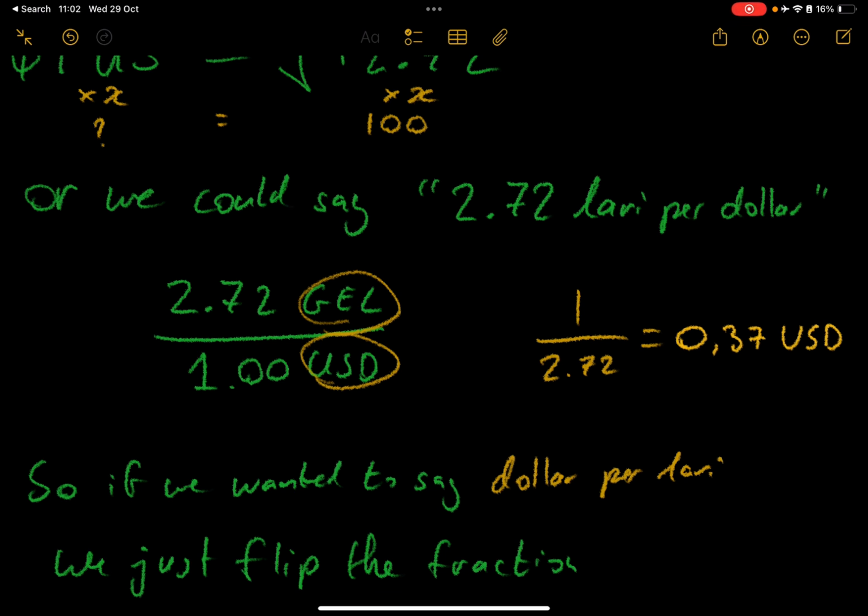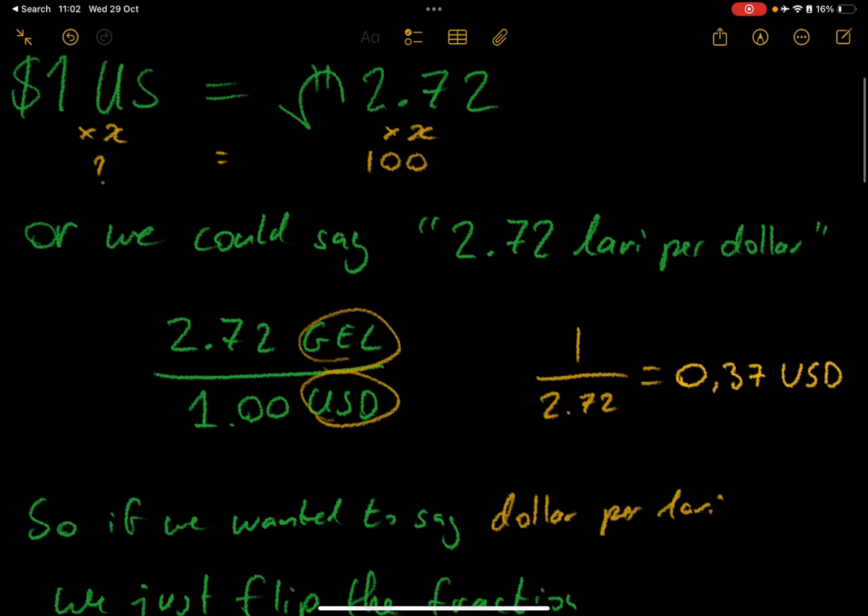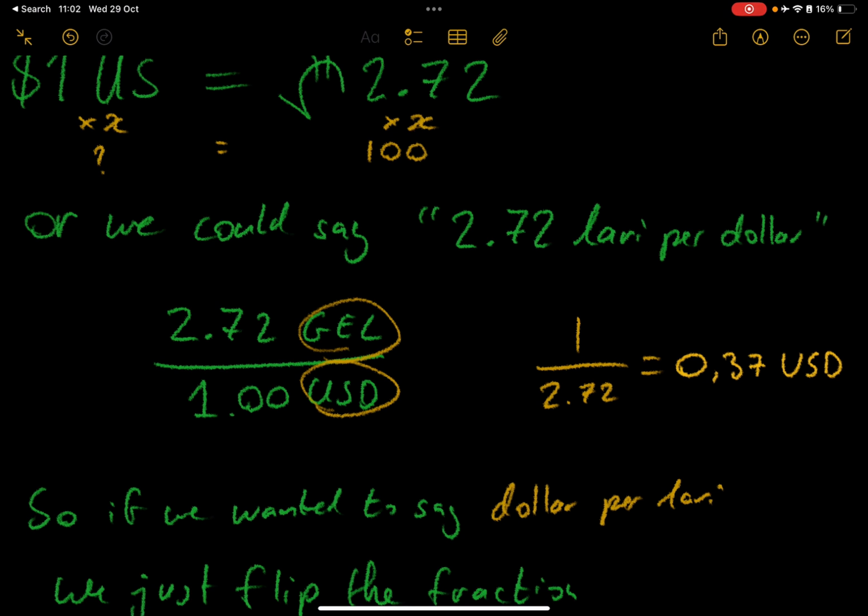Just for your information, these kinds of questions more often turn up in the calculator paper. So, for example, now I know that, if I want to know how many dollars I get for 100 Lari, I just times this by 100. 100 times 0.37 gives me $37. Okay?